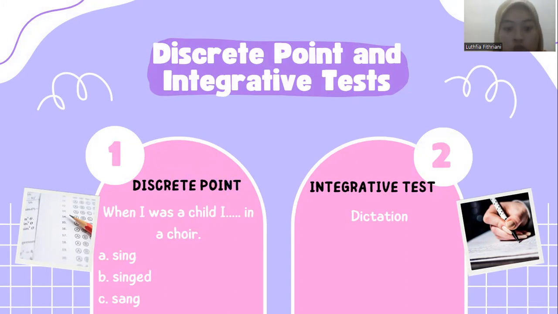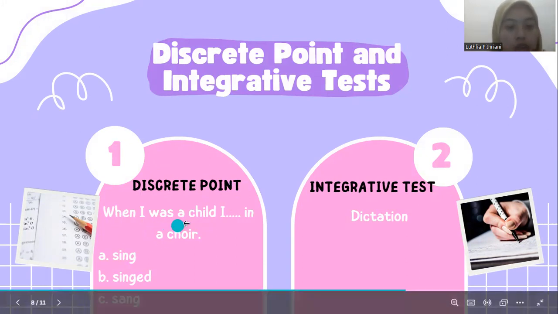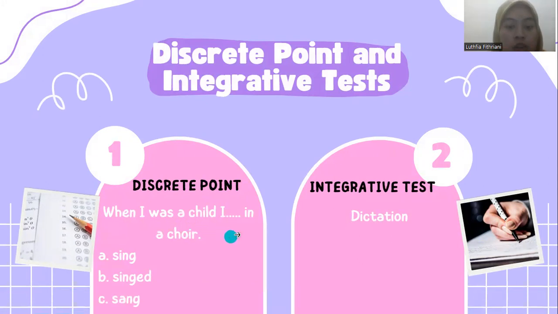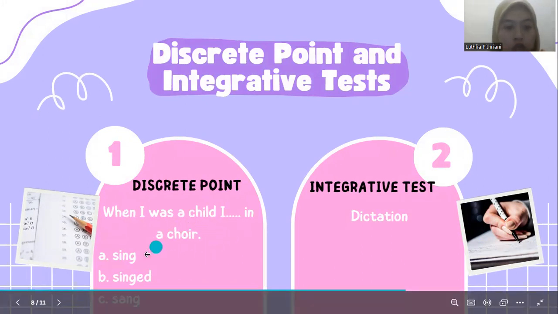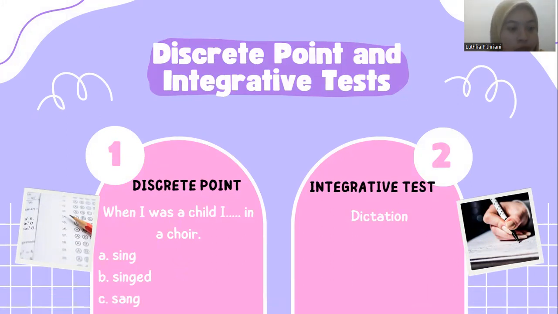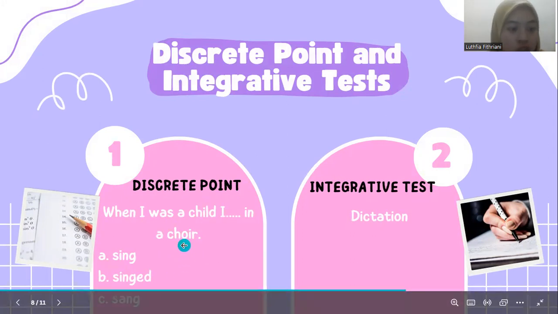It tests only the student's knowledge of the correct past form. When I was a child, I blah blah blah in a school. So the student has to choose the correct answer. And the multiple choice item test only focuses on the correct past form of the verb sing.